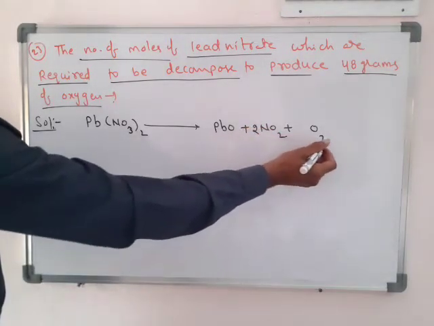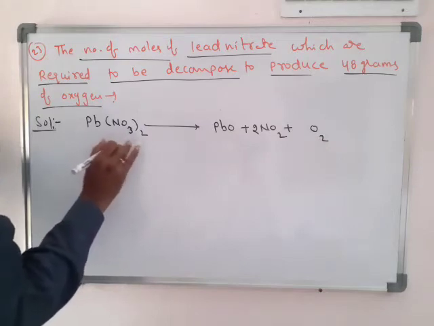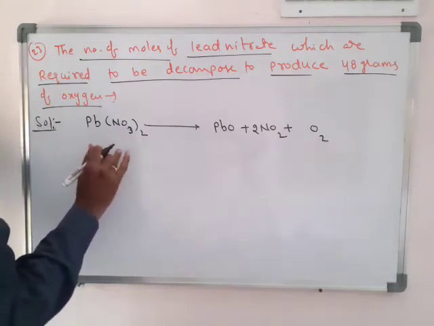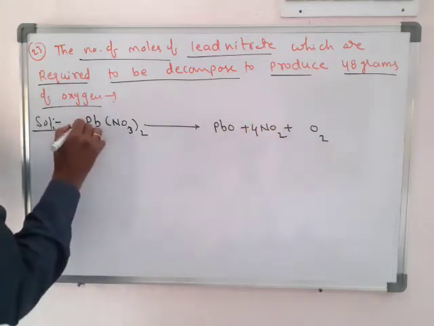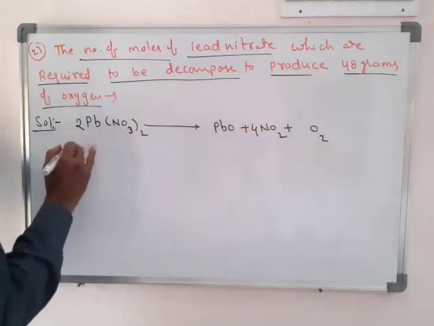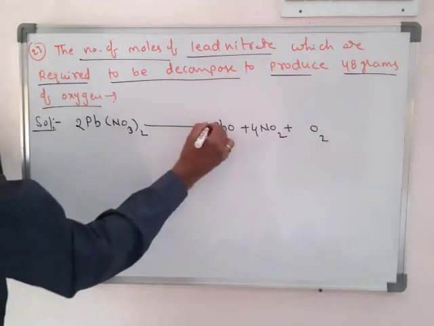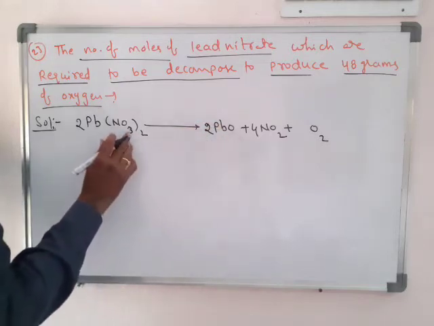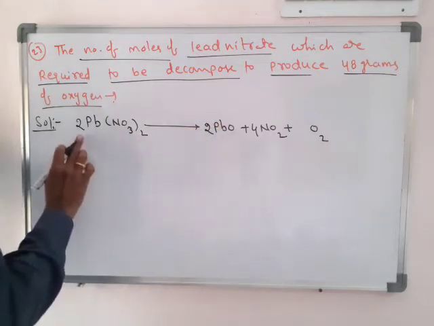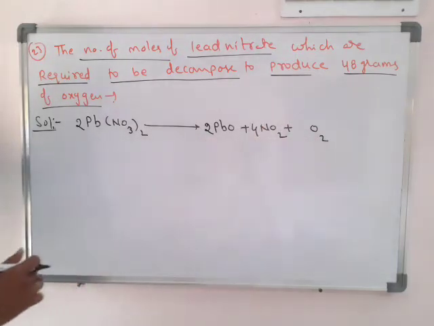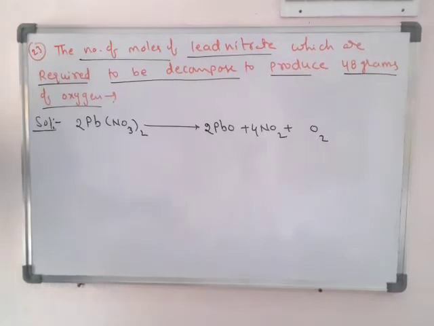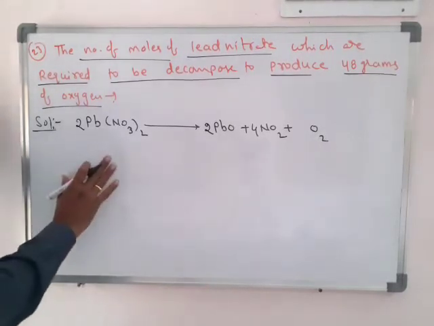So 4, 5, 6, 7. There are only 6 oxygens, so to make it 4 to 4 nitrogens, so 2 lead. So 6, 12 oxygens. Careful: 8, 9, 10, 11, 12 oxygens. So this is the balanced equation for lead nitrate decomposition.